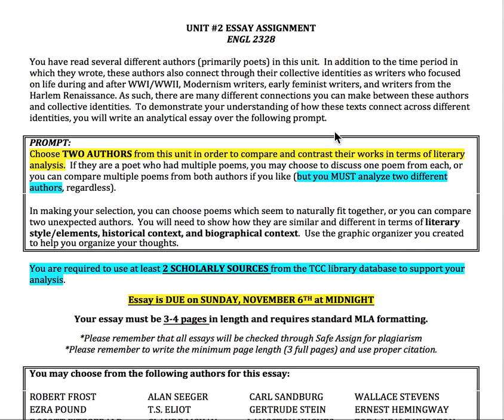So essentially what we were talking about here is that we have a lot of different authors who are connected by similar experiences, but also very different experiences as well. So their identities as writers in this unit, in this section, 1914 to 1945, can be broken up into a lot of different sort of collective groupings. So there are authors who wrote about life during the war, both wars, or after the wars. We have modernist writers, we have early feminist writers, we have Harlem Renaissance writers, and a lot of them crisscross as well. So you have Harlem Renaissance writers who are modernists, who lived during the war. So we have a lot of ways that we can pair these texts.